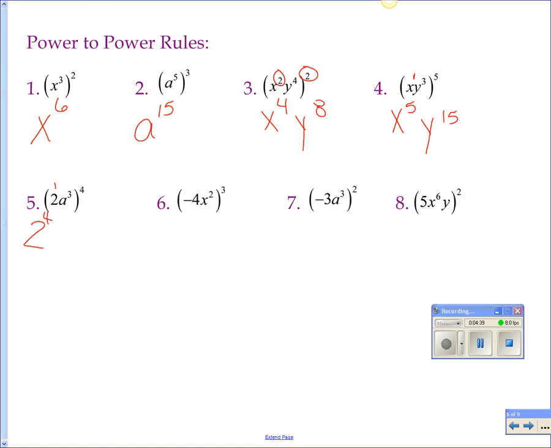Type in your calculator 2 to the 4th power. You're going to have to use that caret key. 2 to the 4th power. What do you get? 16. Are y'all getting that?